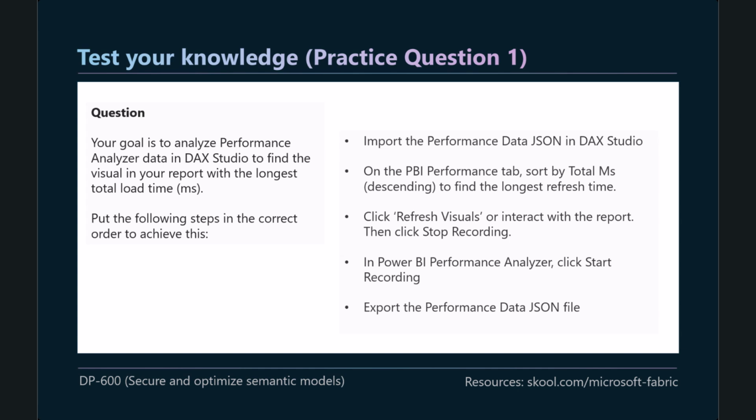So what you've got here is 5 steps in a process. Your goal is to reorder this list so that it makes sense for this particular goal that we're trying to do, analyzing performance analyzer data in DAX Studio. So take a moment here, get a bit of paper, maybe write these down in the correct order, and I'll show you the answer shortly.